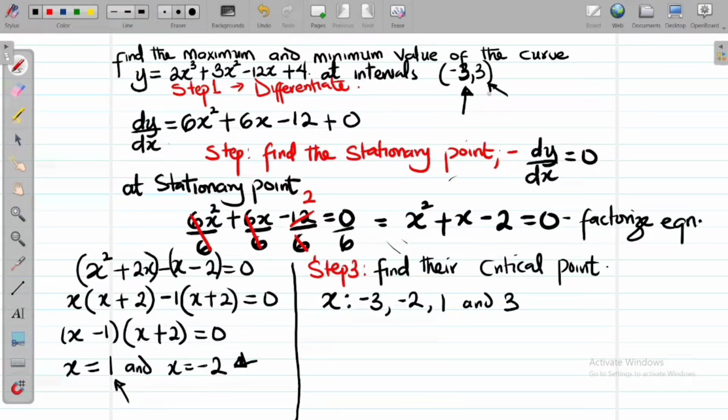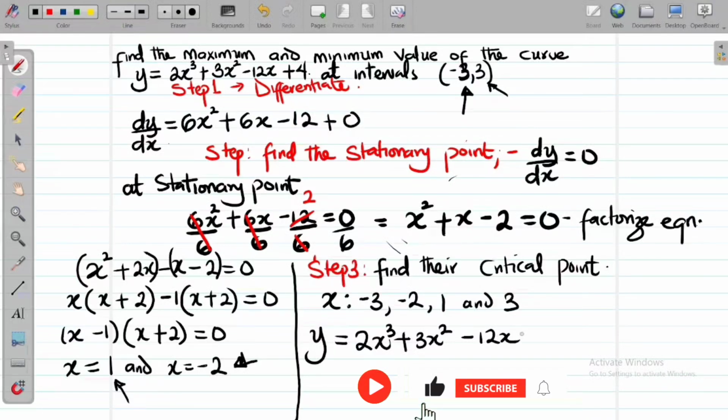Another 3 here. So also a y value. So we're going to find the critical point of the value of y given these values. What do I mean? Going back to the equation, y was equal to 2x raised to power 3 plus 3x squared minus 12x plus 4. So we're going to fix the value of all of these in this x and get both the highest point for y and the lowest point for y.